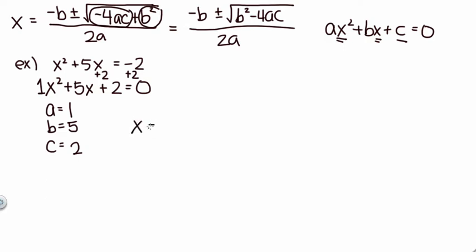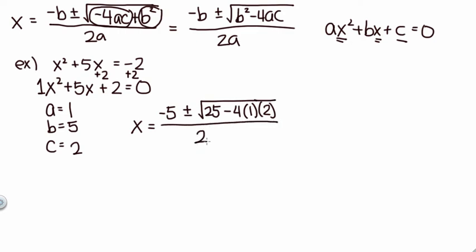So if I want to solve for x, x equals negative b, so negative 5, plus or minus the square root of b squared, which is 5 squared, which is 25, minus 4 times a, which is 1, times c, which is 2. So I'm literally going through and plugging in the values for all the variables, all over 2a, which is 2 times 1. And then we just evaluate from there using order of operations.